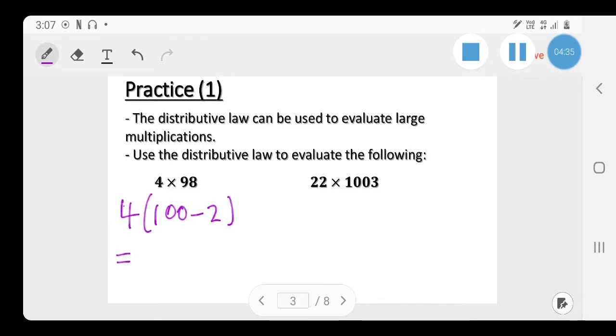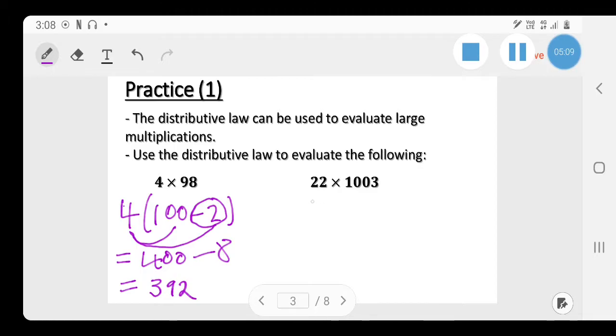All right, so now it's simple. We do positive 4 times positive 100, which is positive 400. Positive 4 times negative 2. That negative belongs to that second term. Positive 4 times negative 2 is negative 8. 400 minus 8, simple calculation, 392. So that's a little bit easier than trying to do 4 90s and then add on 4 8s, isn't it? Nice little strategy for you.